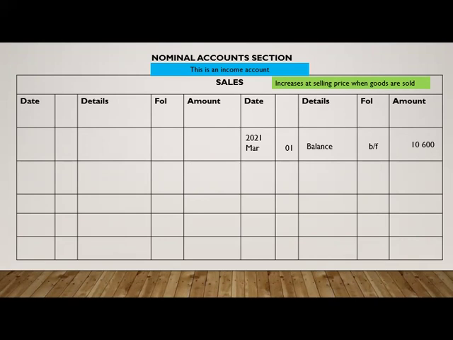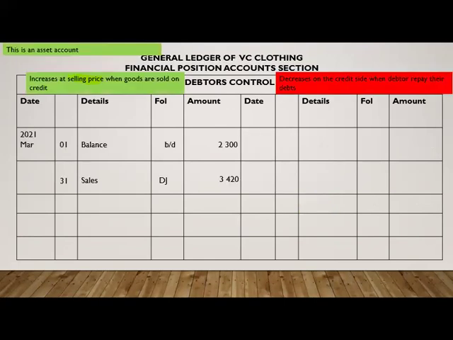Our balance brought forward was 10,600. You don't have to leave space like I've done here. And then you're going to put in 31 March, debtors control, debtors journal. The amount will be that 3,420. Did you guys notice that under sales, it is debtors control? Right? I'll come back to this. But under debtors control, what is it? It is sales. But it is sales that comes from where? DJ. Okay? DJ stands for?